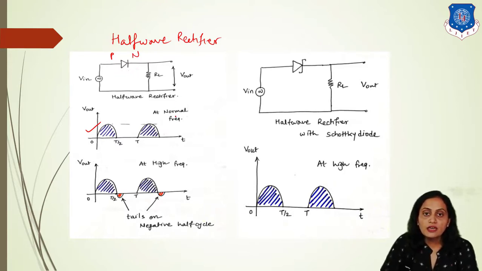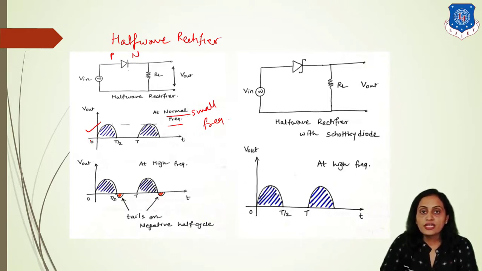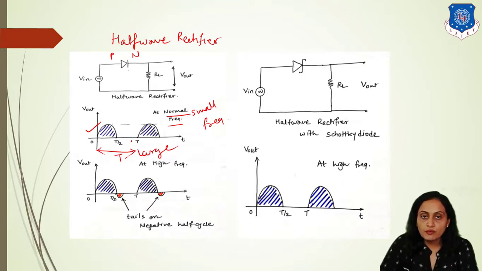But now if we apply an input signal of small frequency, then there is no issue, because a small frequency signal means the time taken for variation of the input signal will be larger. That is why the frequency is smaller. So the time period T is large over here, and due to that there will be enough time for the diode to switch from forward bias to reverse bias. So you will find the normal output when there is a small frequency signal.